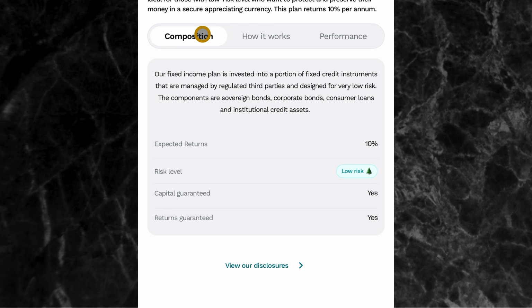And here's the composition right here. It says our fixed income plan is invested into a portion of fixed credit instruments that are managed by regulated third parties and designed for very low risk.